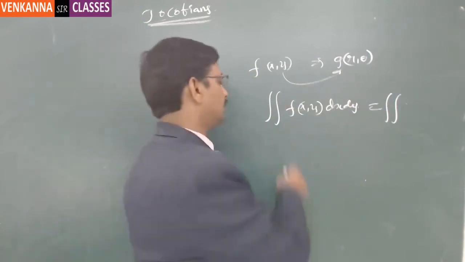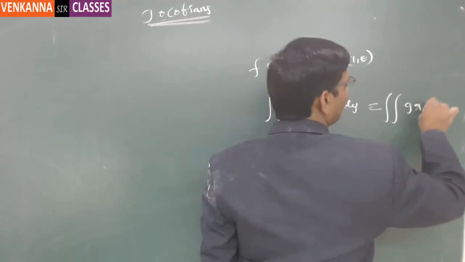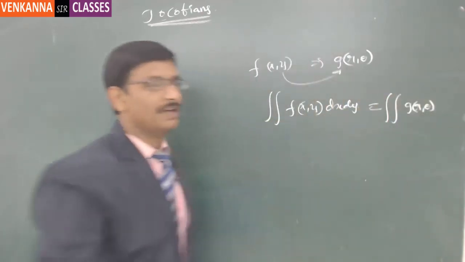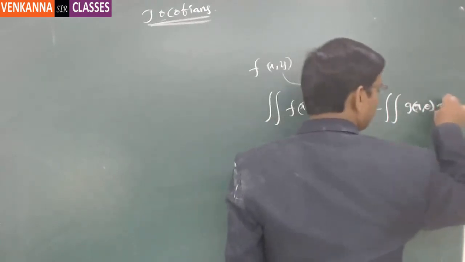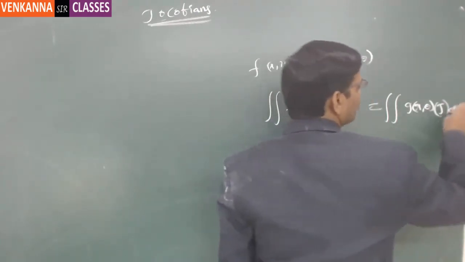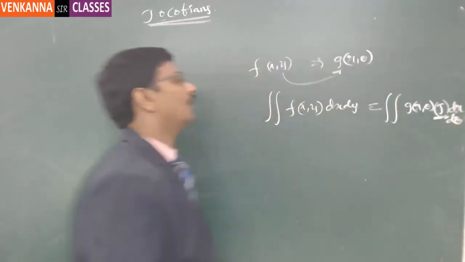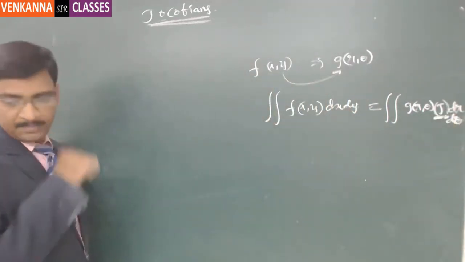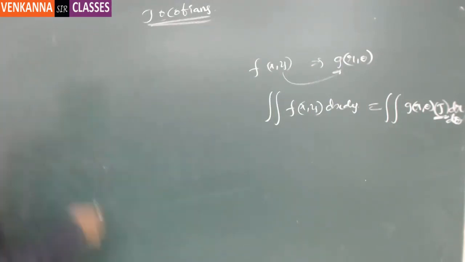In this case, here x comma y is there. So it will convert into a different function g with the variables r comma theta. And then in such a case, there is a Jacobian that comes into the picture, J dr d theta. This J value we call the Jacobian. Got it?